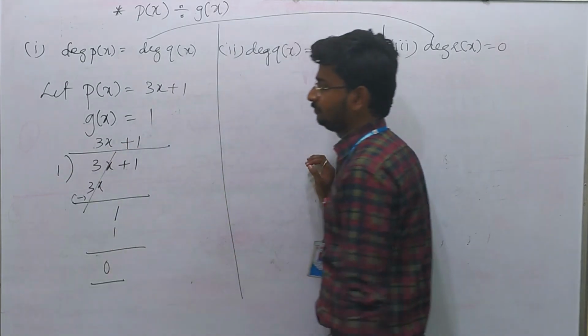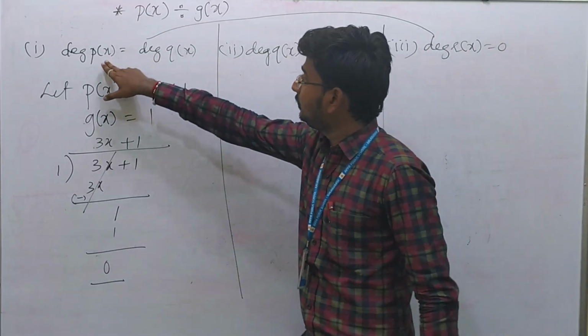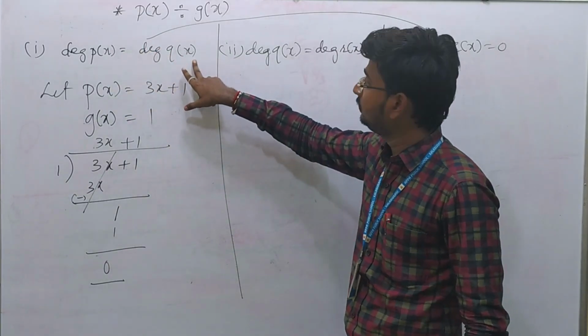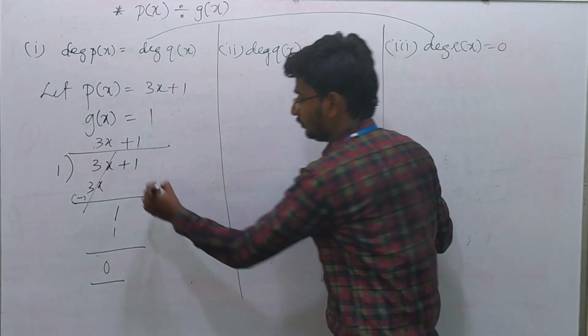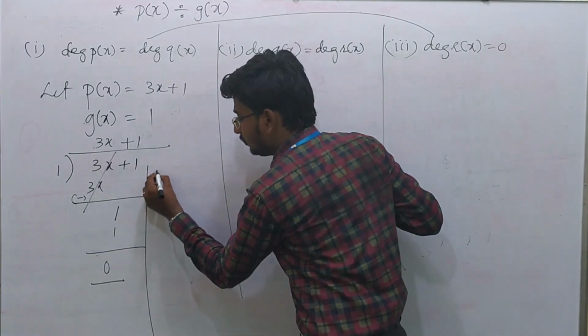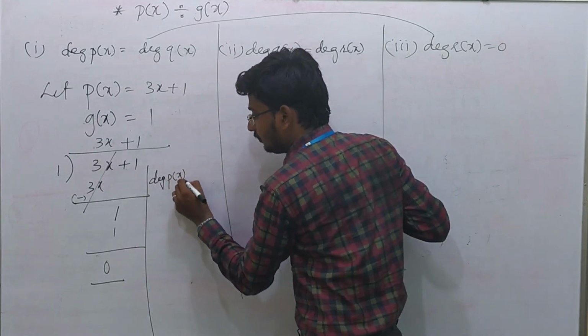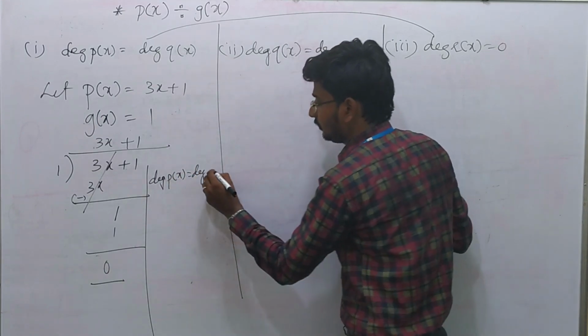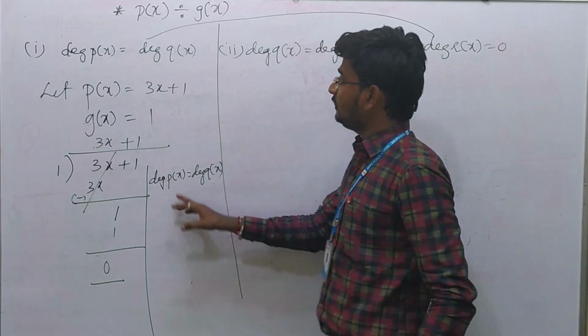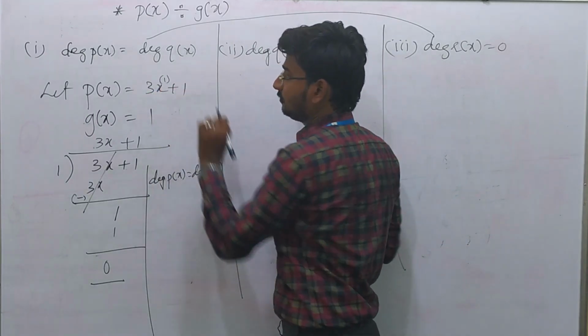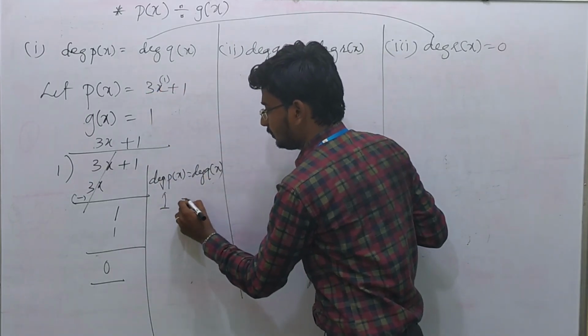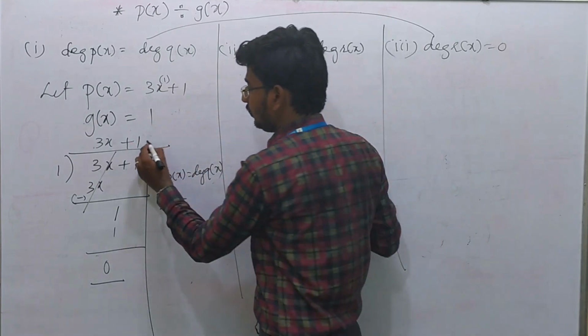Remainder has become 0. Now degree of p of x should be equal to degree of q of x. So what should I do now for that purpose? I have to satisfy this equation: degree of p of x should be equal to degree of q of x. What is degree of p of x? Here it is 1. So degree of p of x is 1. What is degree of q of x?